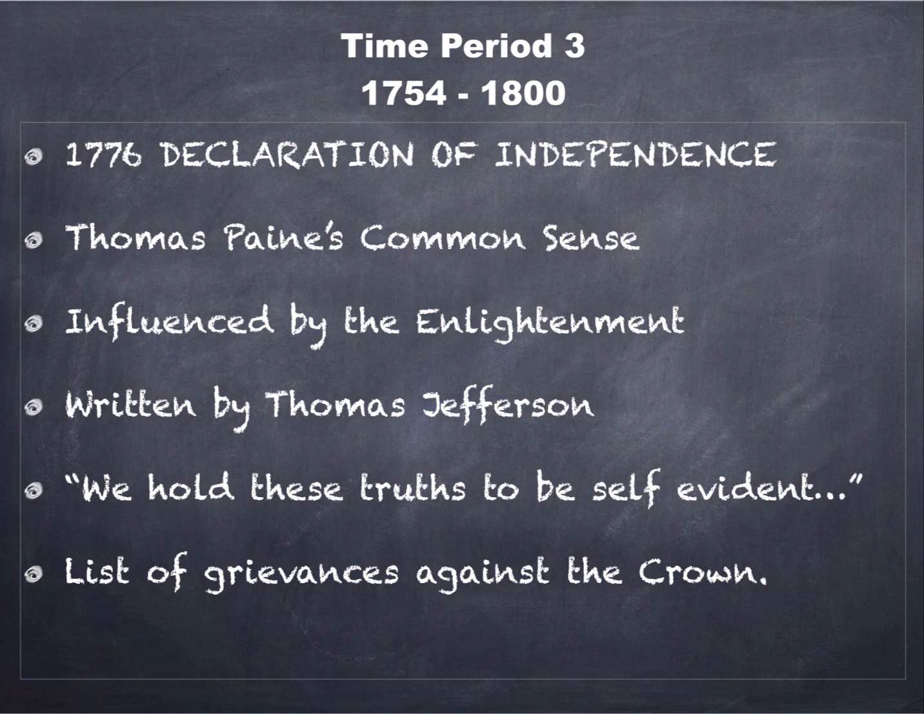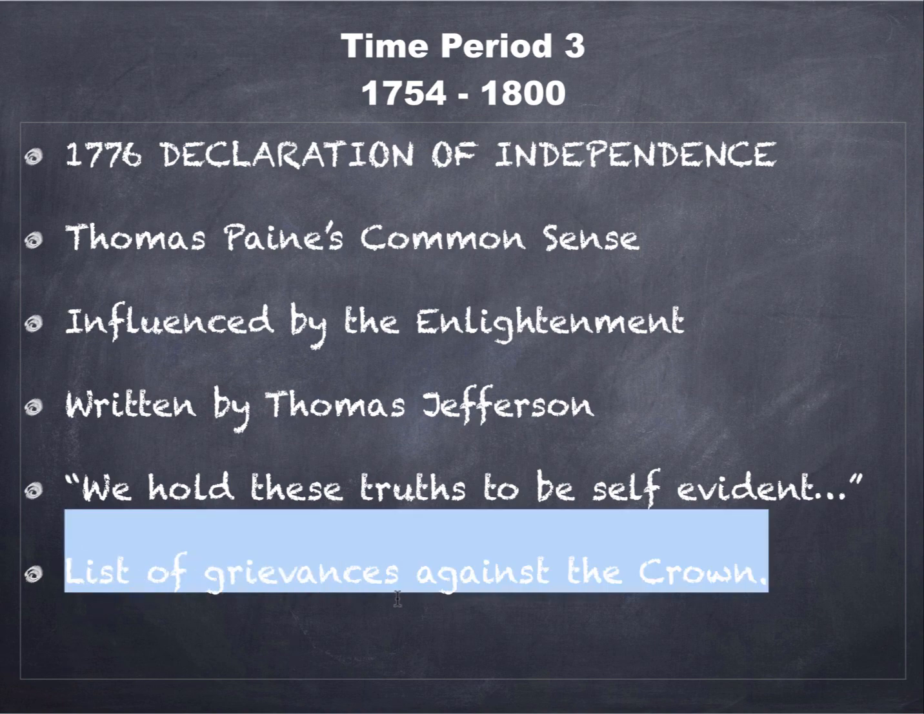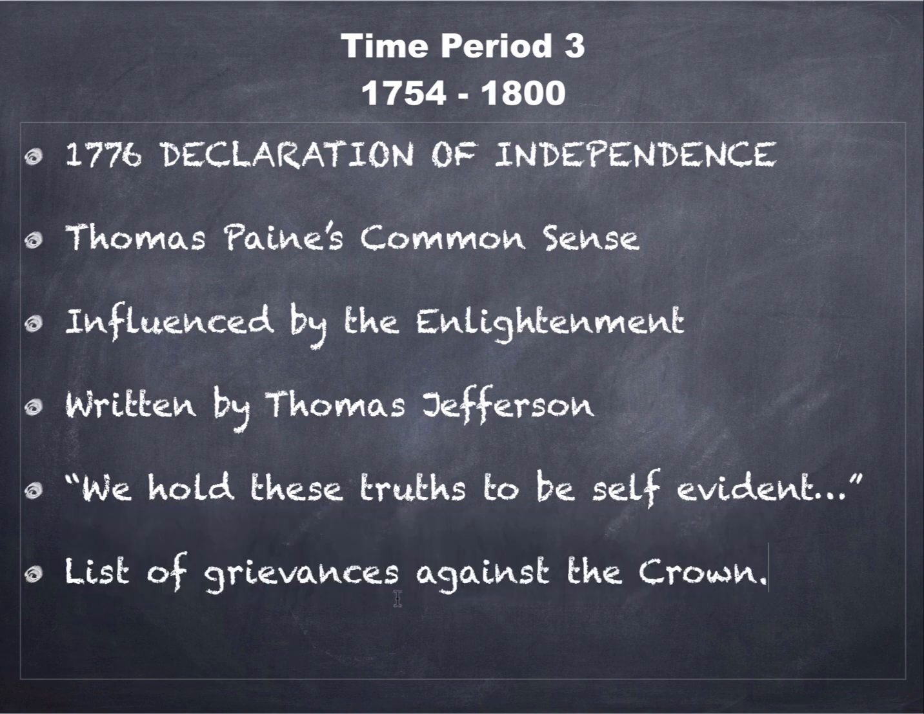If you remember the Enlightenment from 10th grade, the enlightened thinkers had a big impact on the Declaration of Independence. It was written by Thomas Jefferson. It begins, "We hold these truths to be self-evident." And just know this, it's really just a list of their complaints, a list of their grievances against the British. Now that the Declaration is written and presented July 4th, now we go to the Revolution.